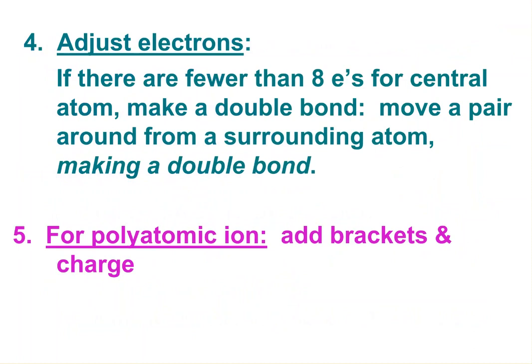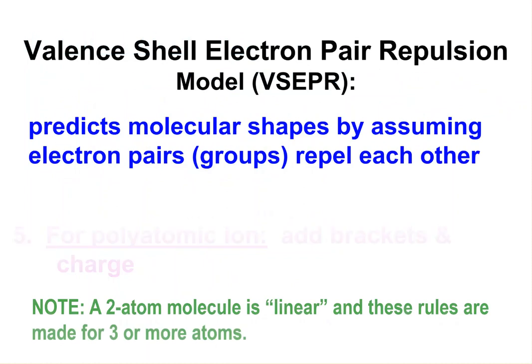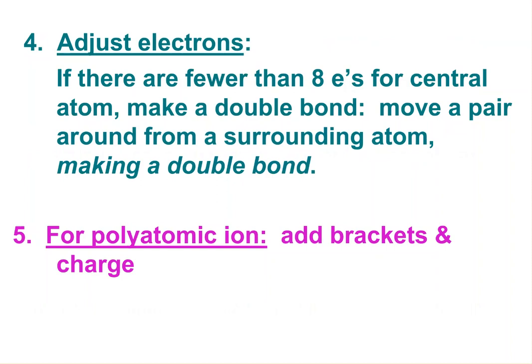Okay, sometimes you'll have to adjust the electrons once you get them all on there, and we'll see you basically will move them to make a double bond if your central atom doesn't have enough. And of course a polyatomic ion, you're going to put brackets in a charge. Okay, so we're ready to look at some examples now.